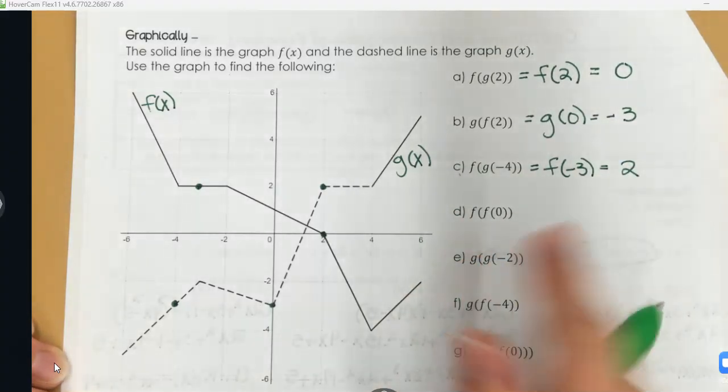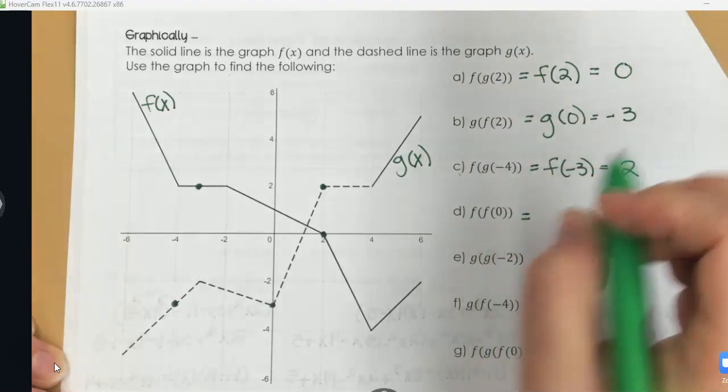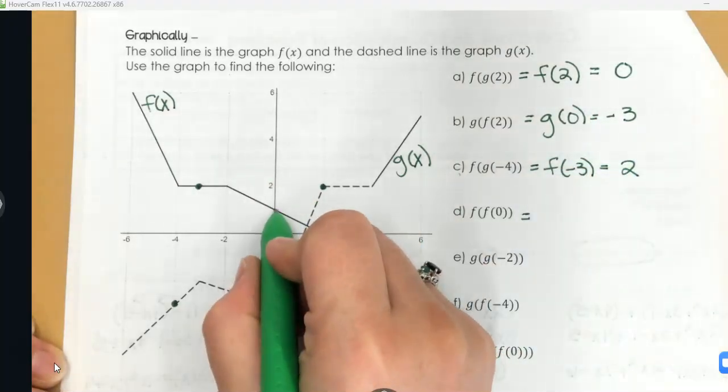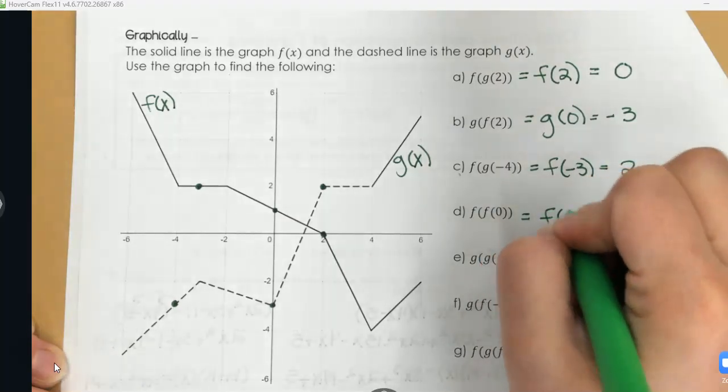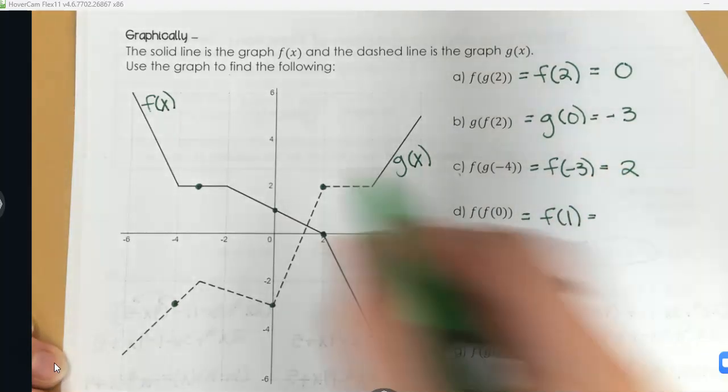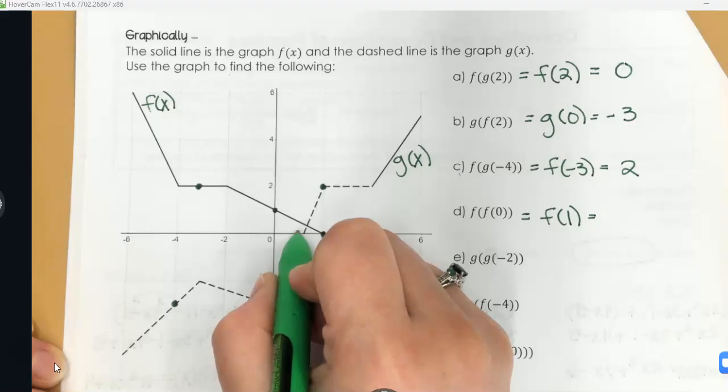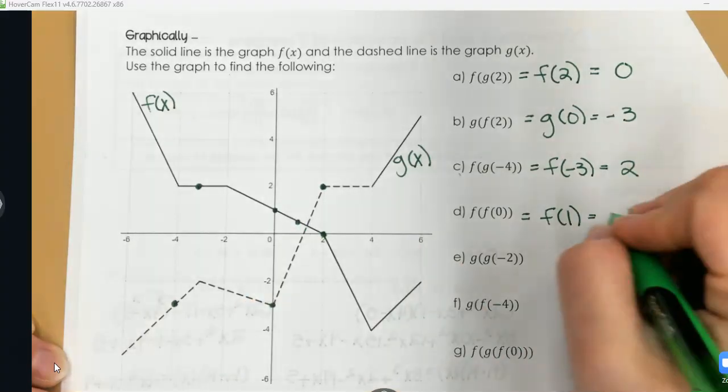f of 0, so starting with the inside, I want to find f of 0. So at 0, the solid line is at 1, which means now I want to find f of 1. And we're going to kind of eyeball where that is because it's not perfect, and I'm going to call that 1/2.